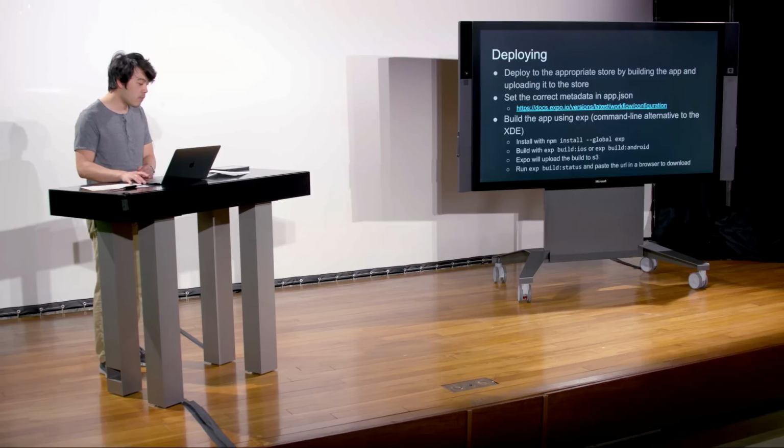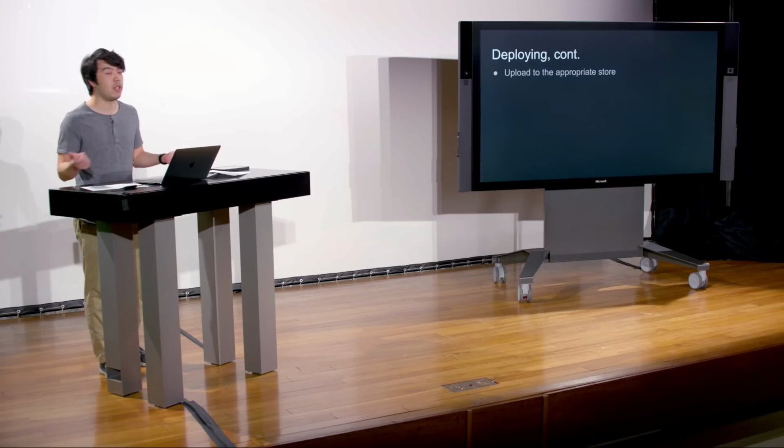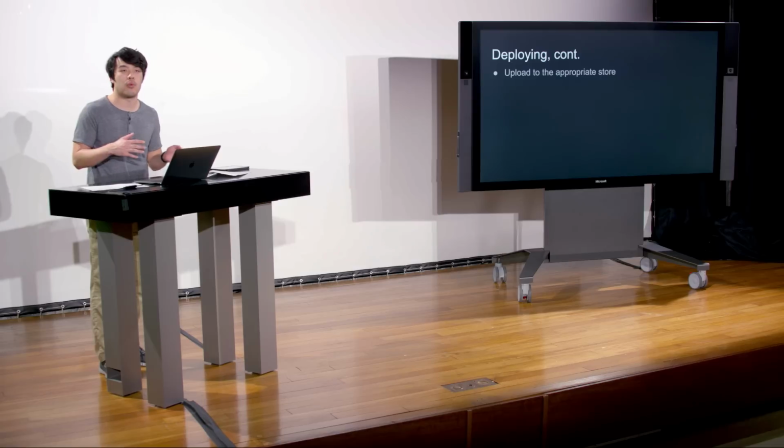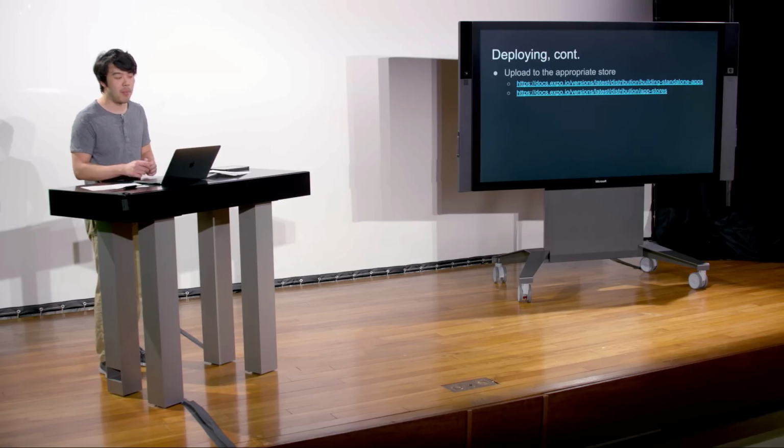The way that you get that build onto your computer is to run this exp build:status, which if you run it while it's building, it'll let you know it's still building. But once it's done, it'll spit out a URL for you, which is a link to your app in Amazon's S3 storage system. And then you can just cut and paste that into a browser and go ahead and download that file. Then you can upload it to the appropriate store. So the way that you do that depends on whether you're doing iOS or Android. And here's a couple documentation links that talk you through that process.